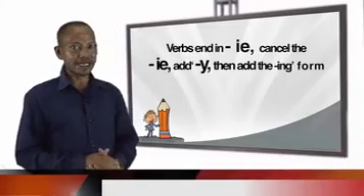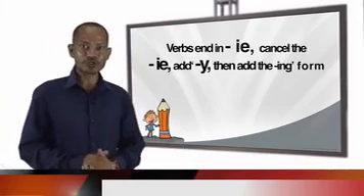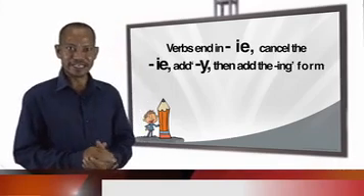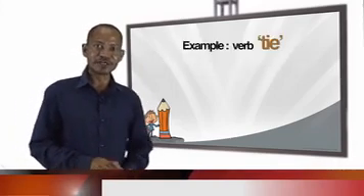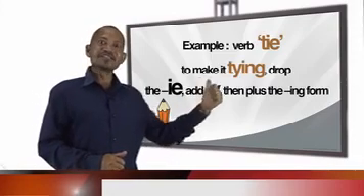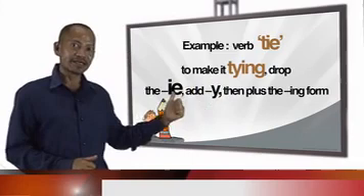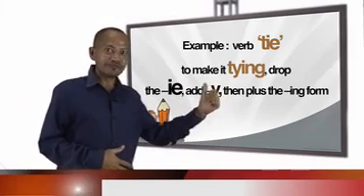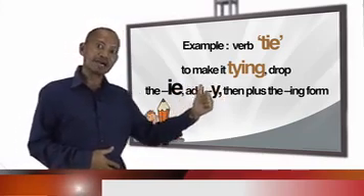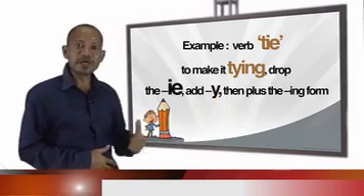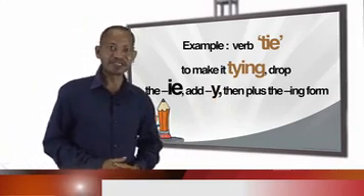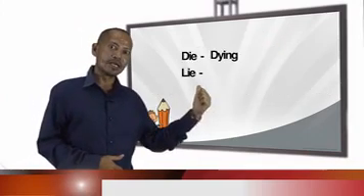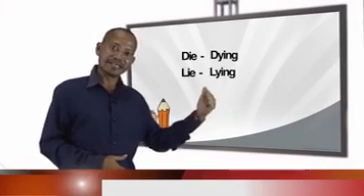For verbs that are ending in IE, we also just need to drop the IE and then add Y instead plus the ing form. As the example in the verb tie. To make it tying, we just need to omit the IE and then add Y instead plus the ing form. Then the verb tie becomes tying. Please look at some more verbs in the same concern in the table. Die, dying, lie, lying, etc.